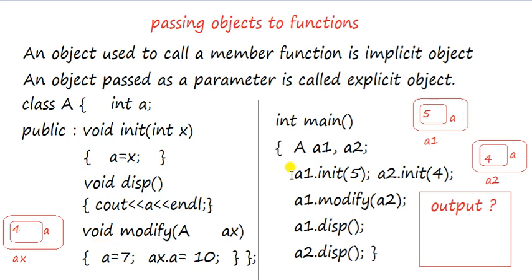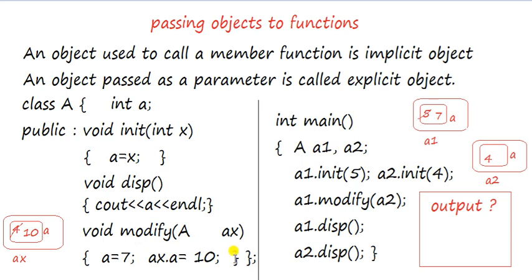This A is of which object? Implicit object. Who is implicit in modify? A1 is implicit. So A1's A will be modified now. So this old value will be overwritten with a new value, that is 7. And now we are modifying AX. When you modify AX, this is overwritten with a new value, that is 10. So this is how it happened.